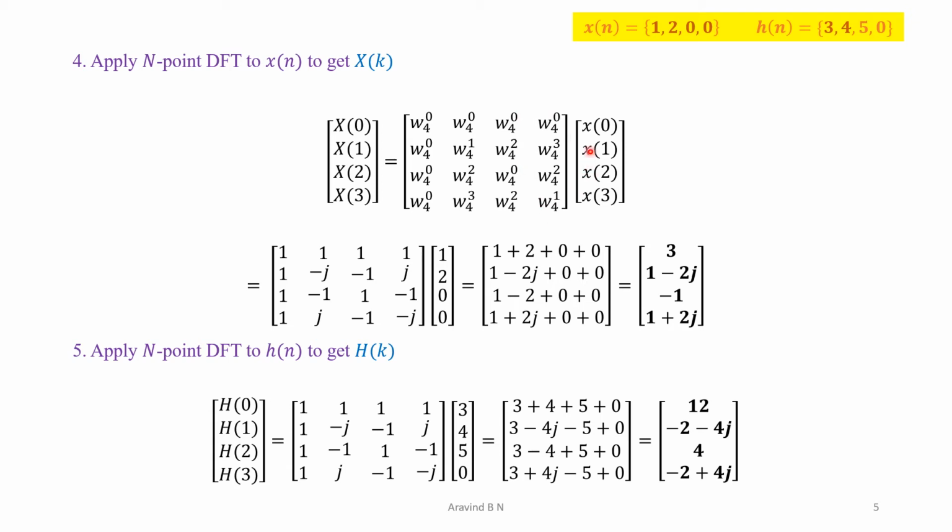So to the factor values, the x of 0 to x of 3 has been substituted over here, and after simplification this is the answer we have got. So x of k is equal to 3, 1 minus 2j, minus 1, 1 plus 2j. The next step, apply N point DFT to h of n to get h of k. So h of n is also having 4 values. Therefore, we can again go with the matrix method of solution, and that has been done over here. And we have got h of k as 12, minus 2 minus 4j, 4, minus 2 plus 4j.